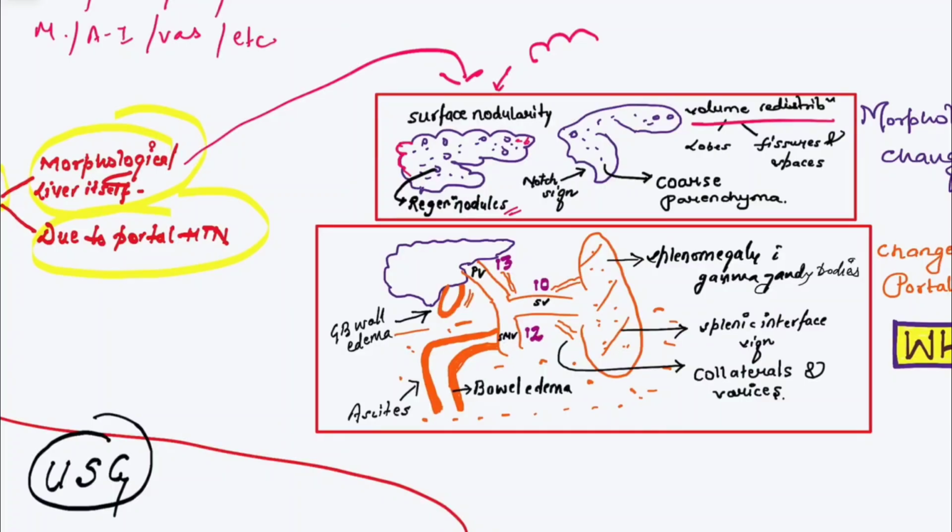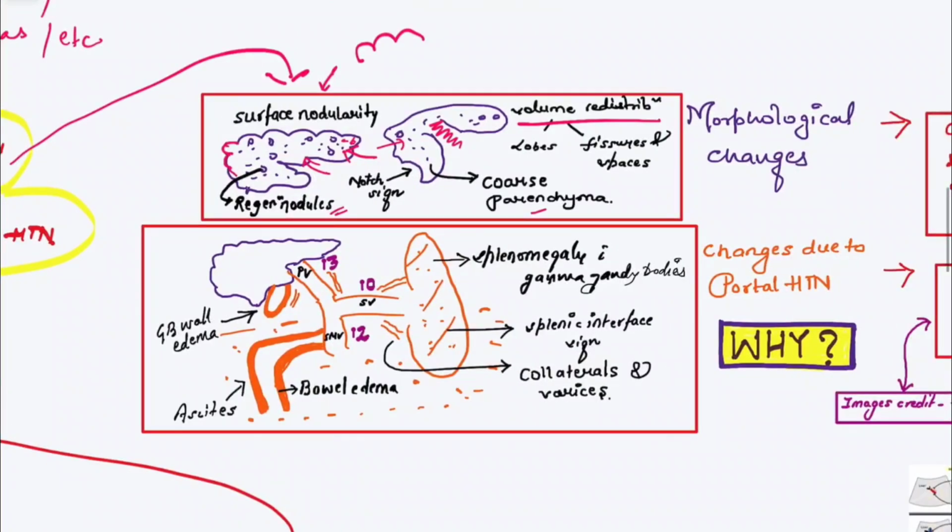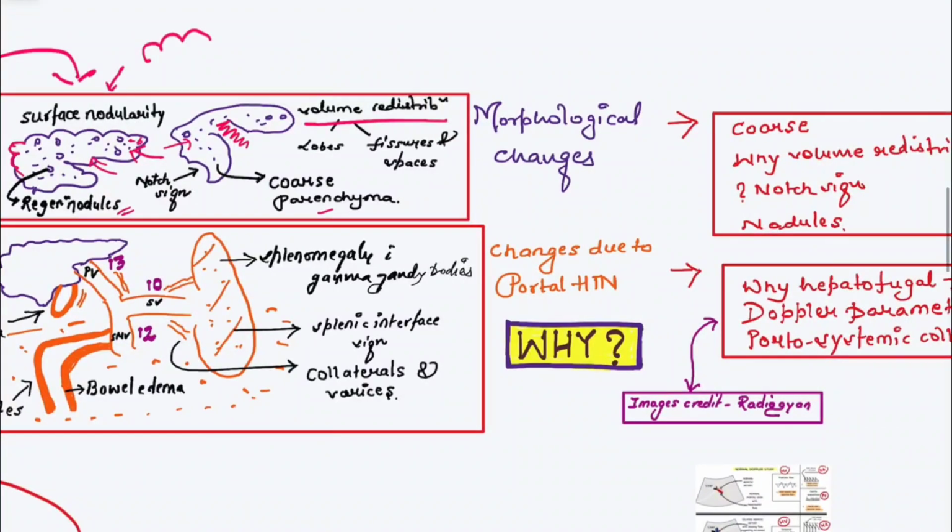There is a volume redistribution, in the form of hypertrophy of the caudate lobe, hypertrophy of the left lobe and relative atrophy of the right lobe. Okay, there is widening of the fissures and periportal pericholecystic spaces. The parenchyma becomes coarse. So why are these changes happening? The morphological changes of the liver are mainly caused by fibrosis and nodular regeneration.